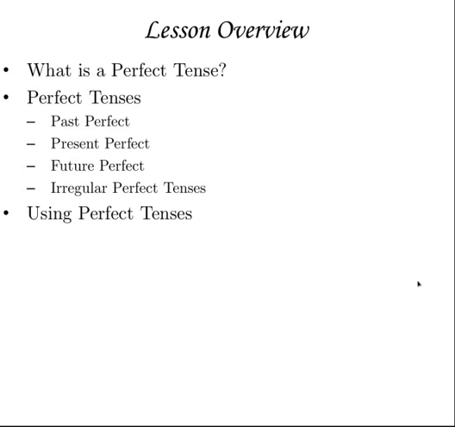Alright, let's begin with an overview. In this lesson, we're going to go over what a perfect tense is and the different kinds of perfect tenses: past perfect, present perfect, future perfect, and irregular perfect tenses, which take some unusual forms. Finally, we're going to look at how to use perfect tenses correctly.